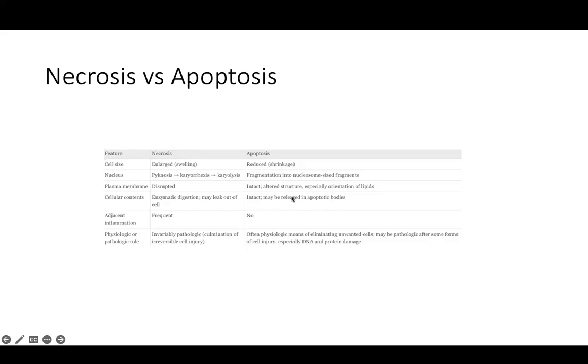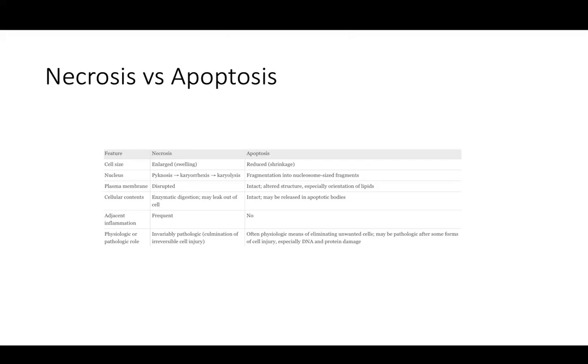Everything stays intact. Because of that leaking out of the cellular contents, inflammation is frequent in necrosis. Inflammation does not happen in apoptosis. And then for necrosis versus apoptosis, whether it's physiologic or pathologic: necrosis is almost always pathologic. Invariably, it's pathologic because it's some sort of irreversible cellular injury. For apoptosis, it can actually be physiologic. You can remove and eliminate unwanted cells.